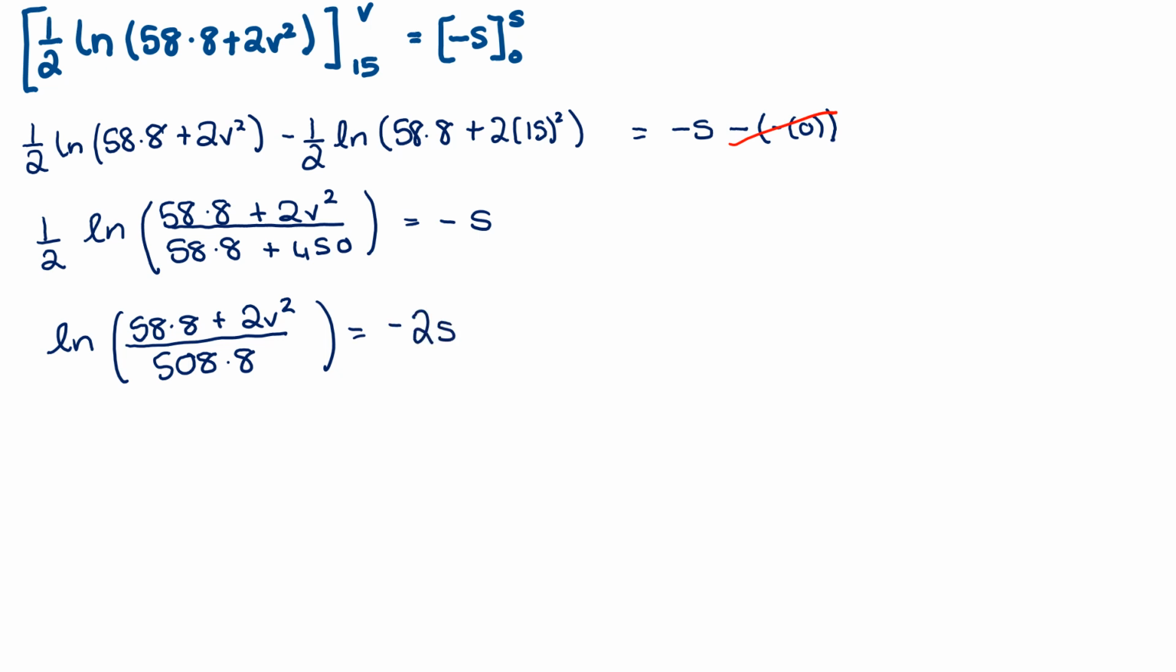Remember what we're trying to do, we're trying to find an expression for velocity, v. So we're going to take e to the power on both sides to get rid of that natural log, or however you do get rid of your natural logs.